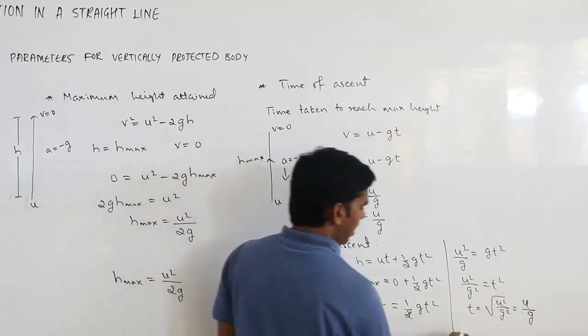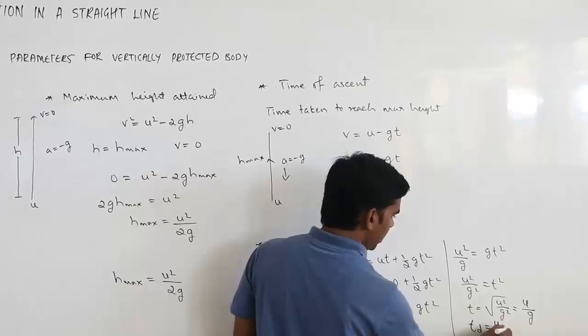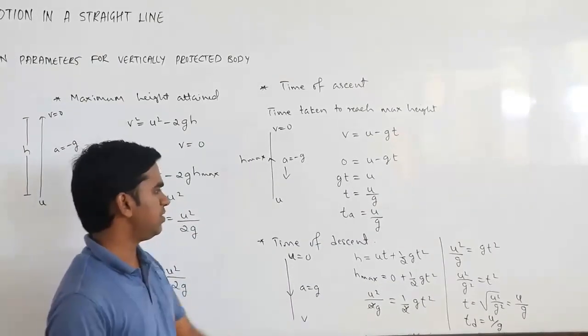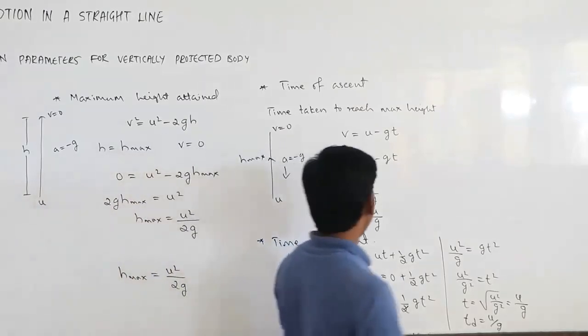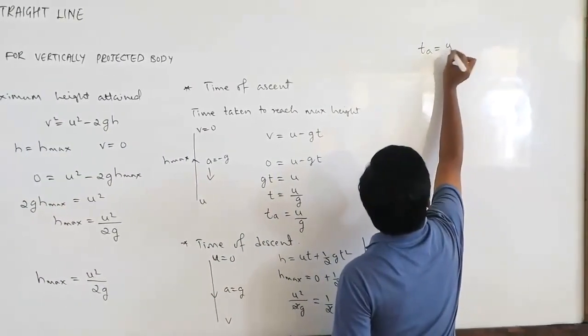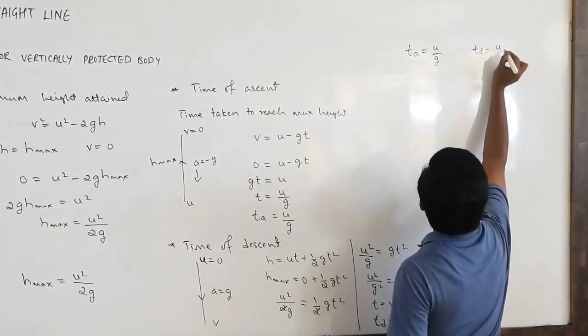So time of descent, I will write as Td equals u by g. Time of ascent is also u by g, and time of descent is also u by g. So time of ascent is u by g, and time of descent is u by g.